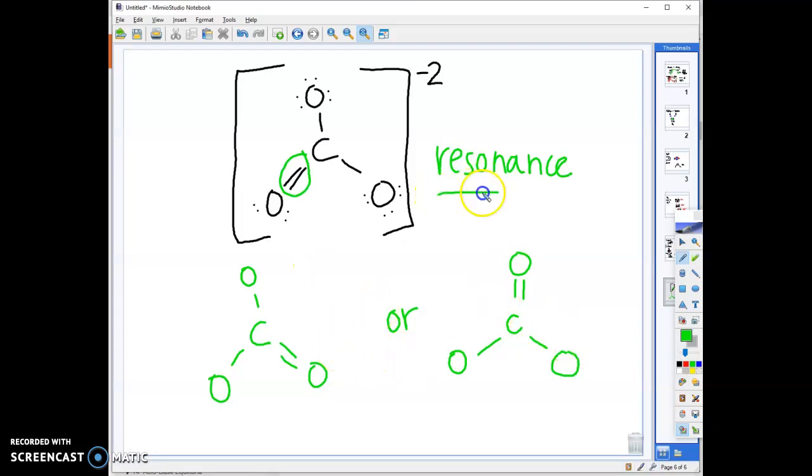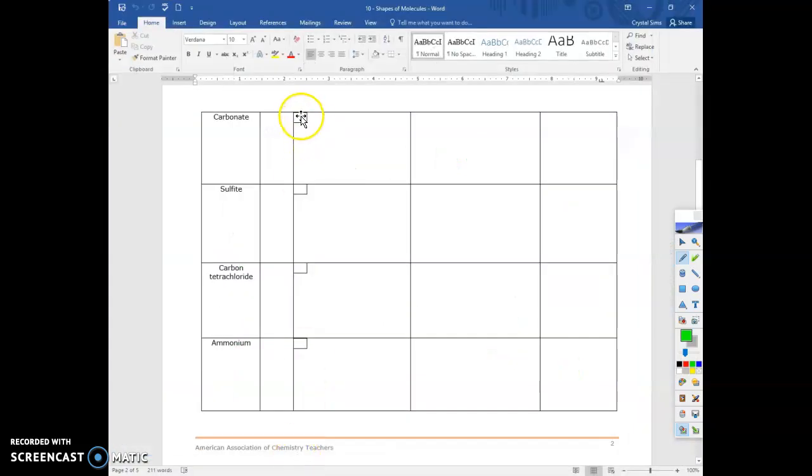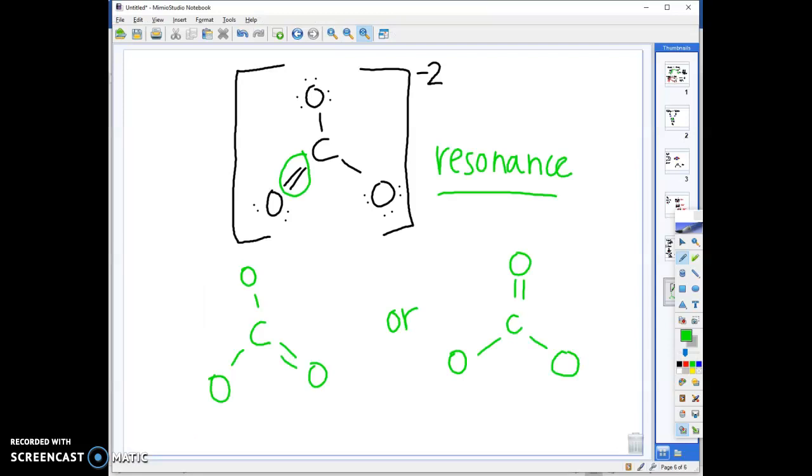And so on your sheet, you'll check the little box here to indicate that yes, this one does exhibit resonance, because there are multiple shapes. So when you have a double bond like that, look and see, is there anywhere else it can go? And if so, then you know that that particular structure exhibits resonance.